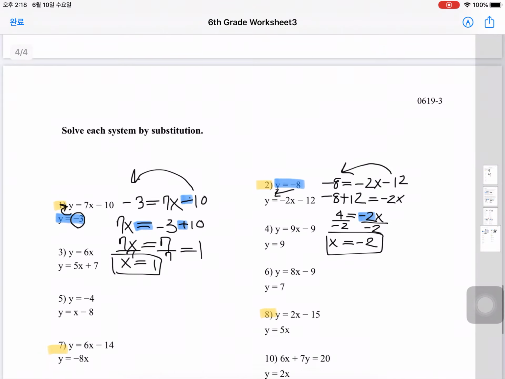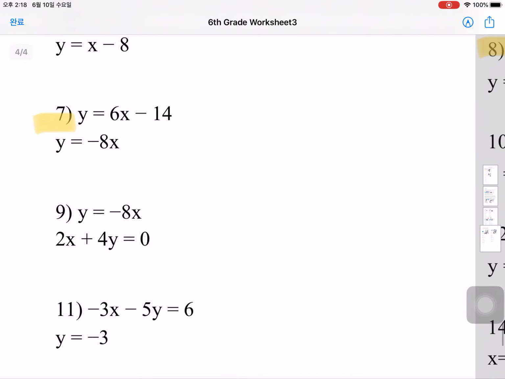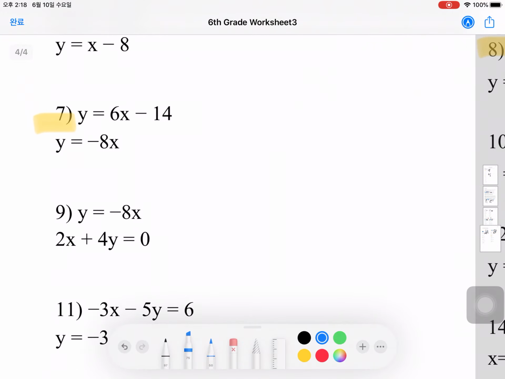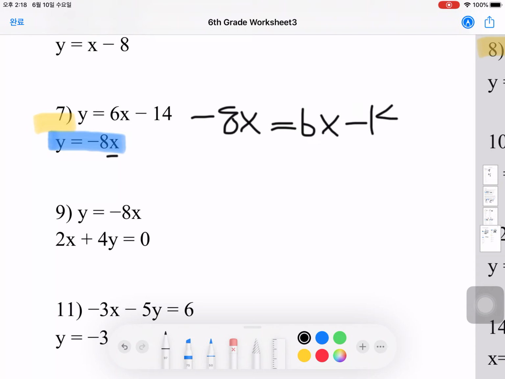Let's try 2 more questions. These ones are a little harder. Now, the reason it's harder is because there is an x for this too. So it's a little different. If we rewrite it, negative 8x equals 6x minus 14, like so. This time I'm going to move 8x to this side and negative 14 to this side of the equation.